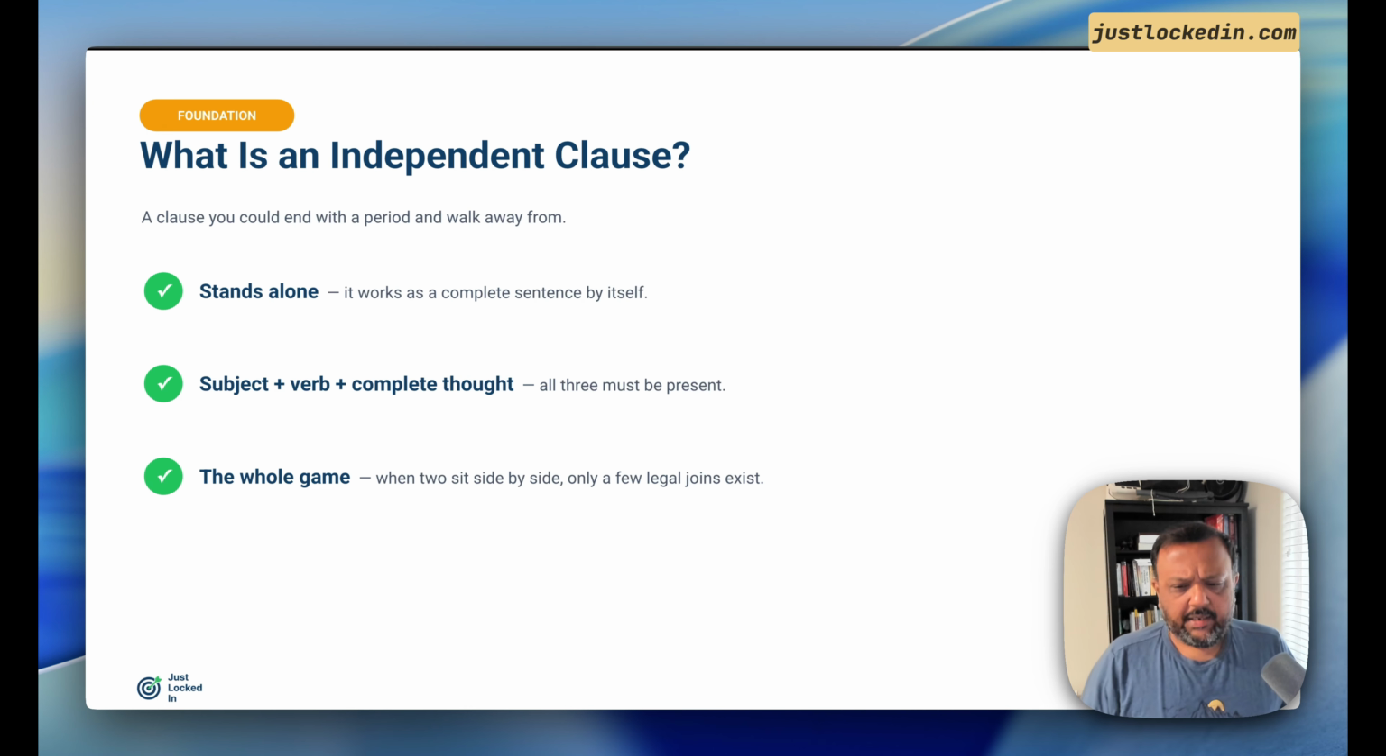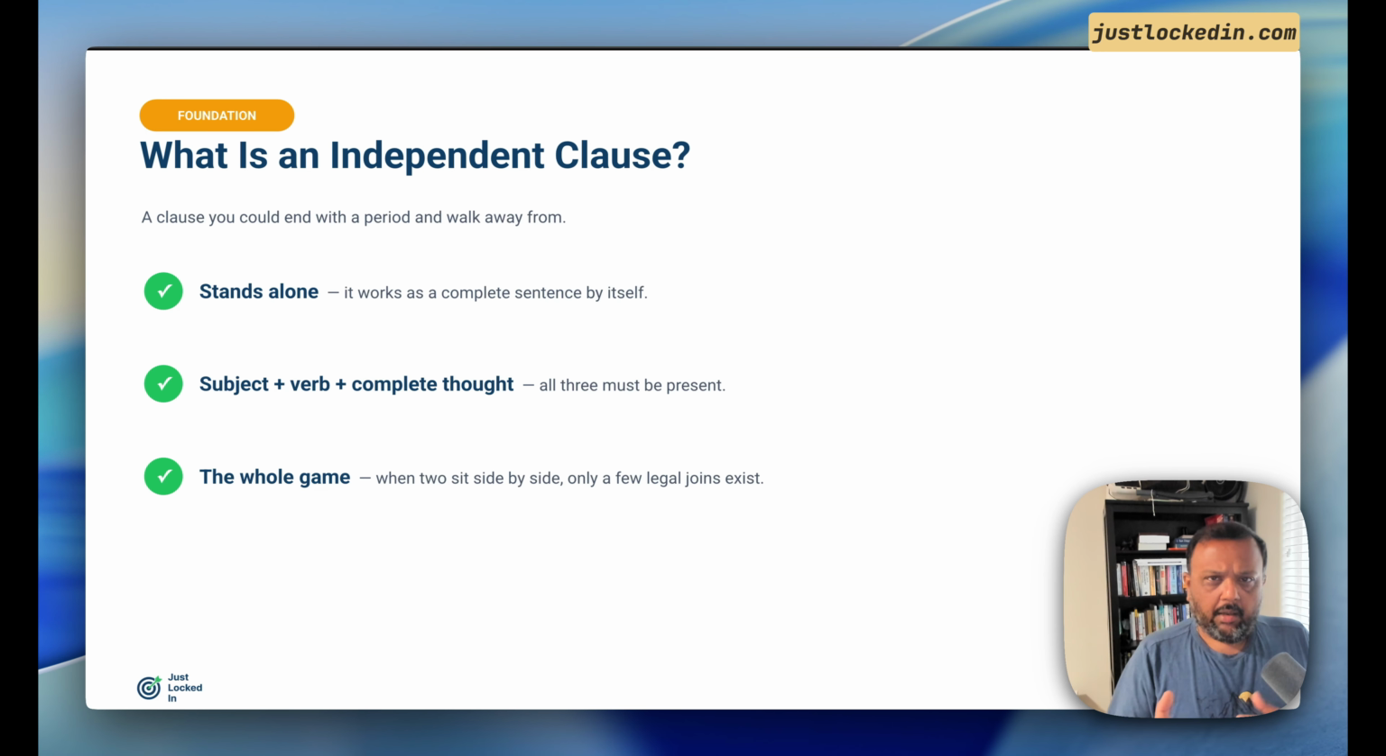Let's take an example. Something simple: Jack goes to school. This is a group of 4 words. Jack goes to school. After school, I put a period or a full stop, and that becomes a legal sentence. It has a subject, it has a verb, and it expresses a complete thought.